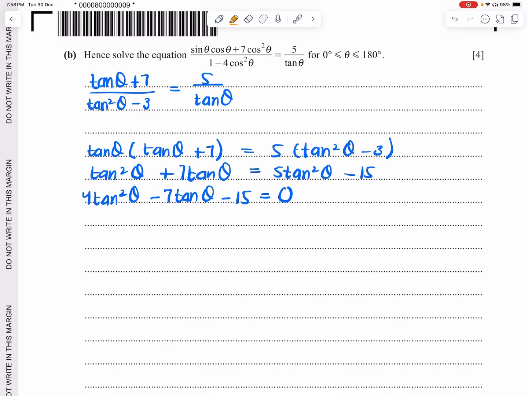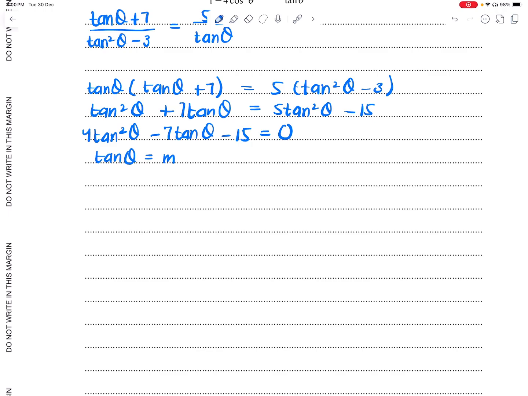I can say that tan theta is equal to any variable, let's say m. So this will become 4m square minus 7m minus 15 is equal to 0. Now, you need to put this into your quadratic formula that I have mentioned earlier in this video. But I'm just gonna solve it quickly by putting this into my calculator. However, you need to show all the steps. You need to show all quadratic steps.